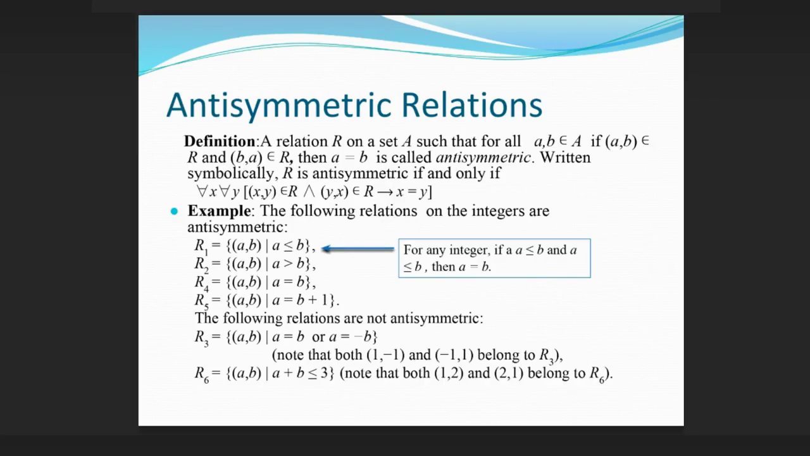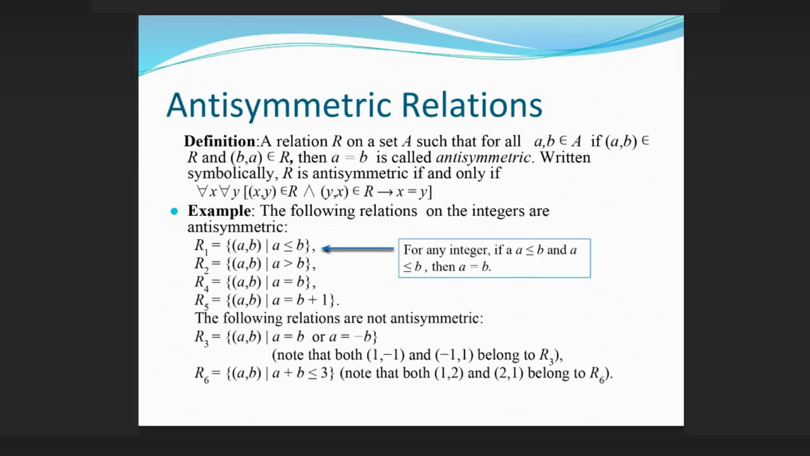Antisymmetric relations definition: a relation R on a set A such that for all a, b in A, if (a, b) is in R and (b, a) is in R, then a equals b is called antisymmetric. Written symbolically, R is antisymmetric if and only if for all x, y, (x, y) in R and (y, x) in R implies x equals y. Example: the following relations on the integers are antisymmetric. R1 equals {(a, b) | a ≤ b}. R2 equals {(a, b) | a > b}. R4 equals {(a, b) | a = b}. R5 equals {(a, b) | a = b + 1}.